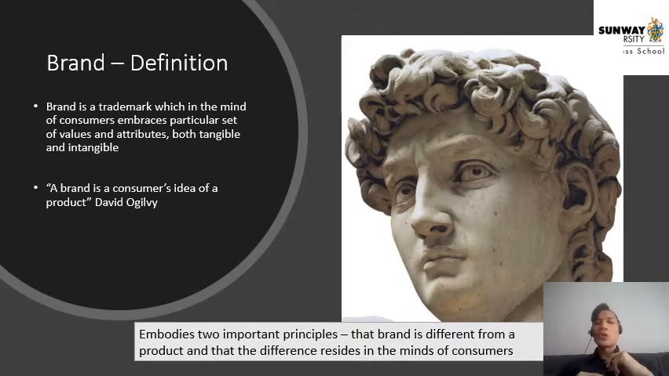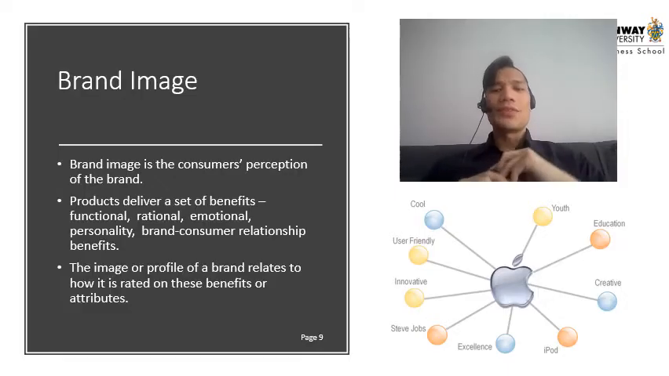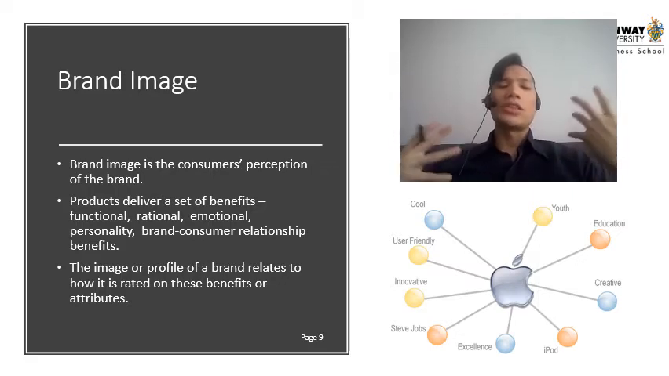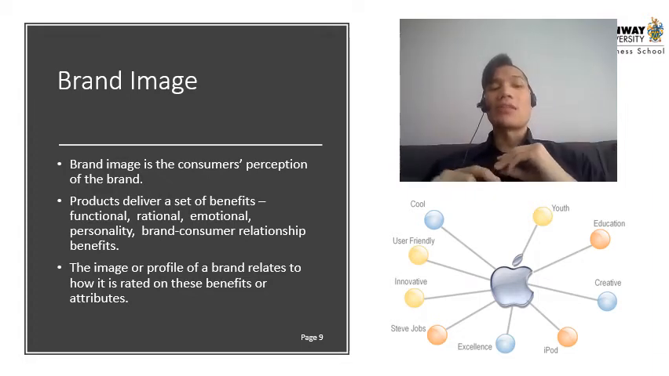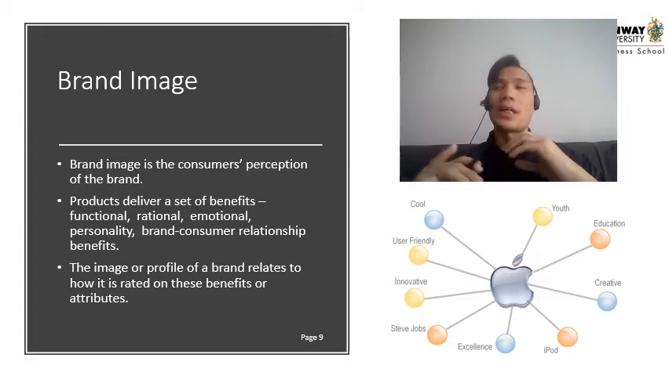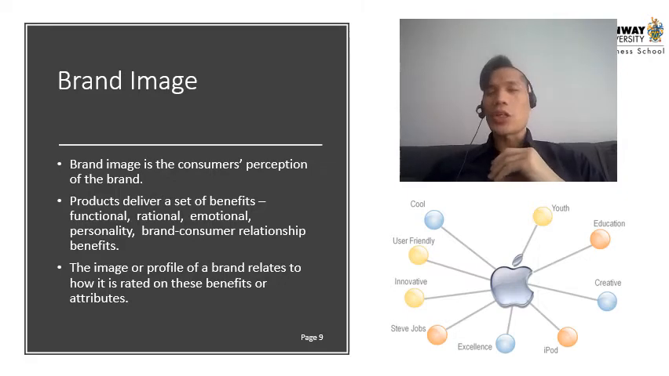It embodies two important principles: that a brand is different from a product, and that the difference resides in the minds of the consumers. So a brand image is kind of like the consumer's perception of the brand, and the product delivers a set of benefits. For example, it could be functional benefits, rational benefits, emotional connection, personality, brand-consumer relationship benefits, and so on and so forth.